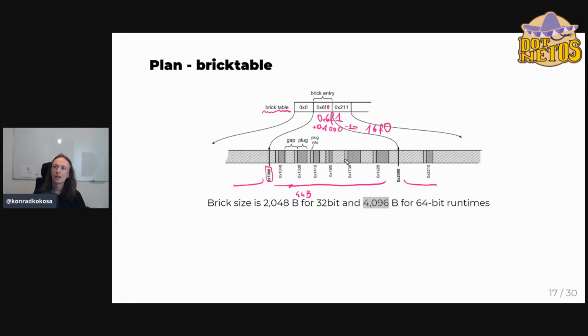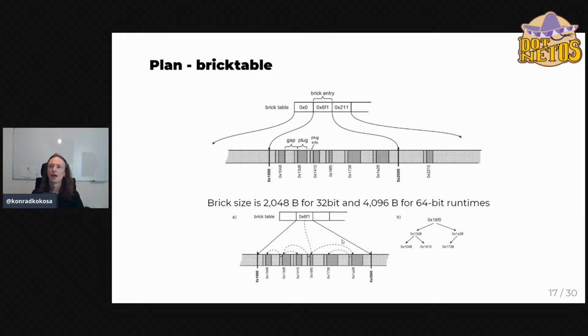So we just calculated that the root of our plug tree is there. Because of that, for this given brick entry, the brick entry, saying it again, is just a pointer that we can calculate, pointing to the root of our plug tree. So in the end it looks like that.